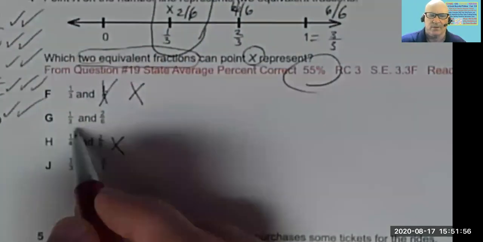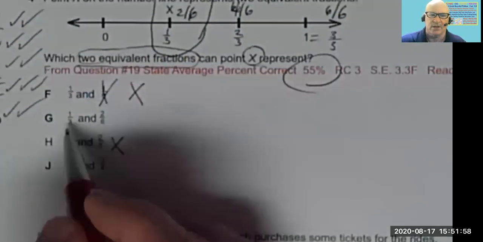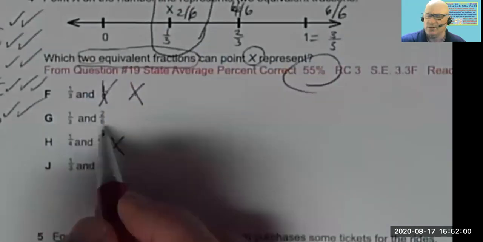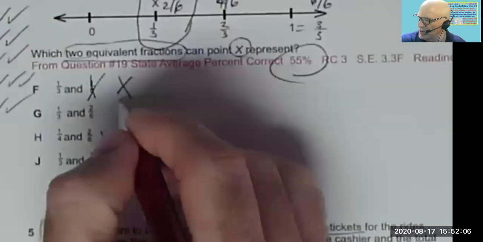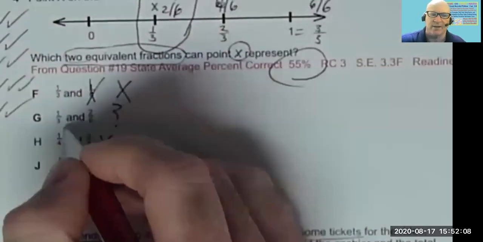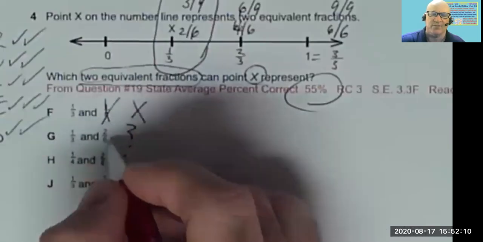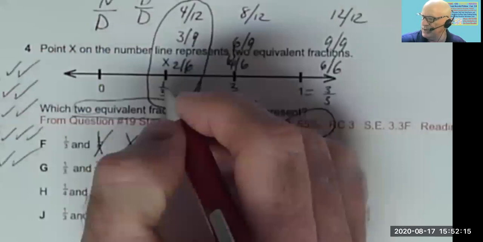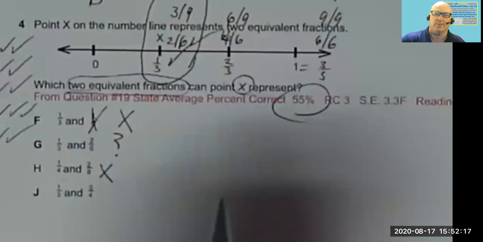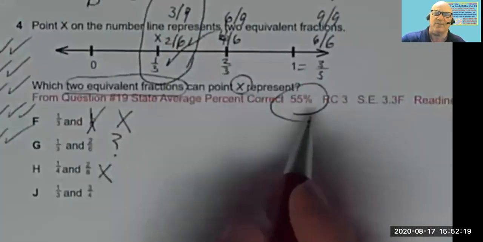1/3 and 2/6. 3 times 2 is 6 on the bottom, and what you do on the bottom, you do on the top. 1 times 2 is 2. That is true. So we can put a question mark. Let's double check that we have those two equivalent fractions in our list. There's the 1/3 and there's the 2/6. Okay, maybe more than 55% of us can get this correct this next year's test.